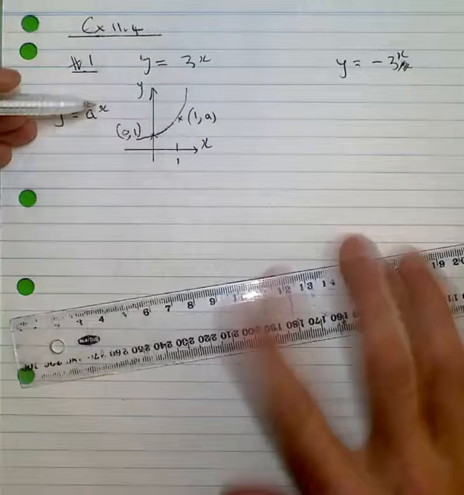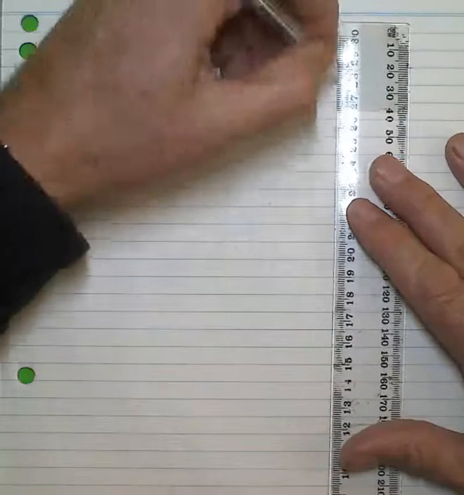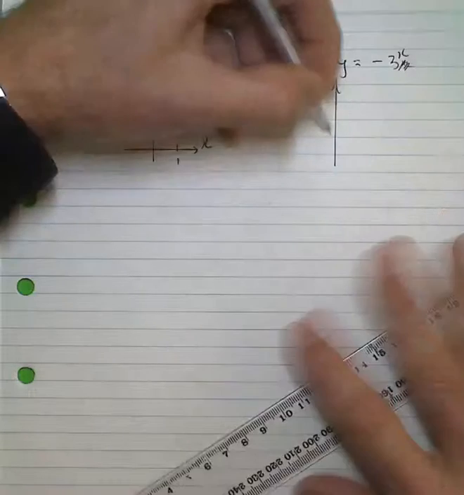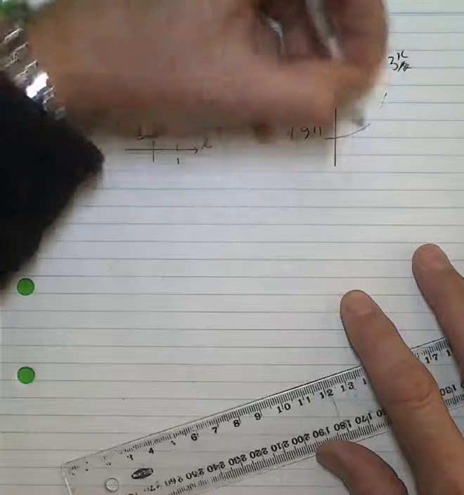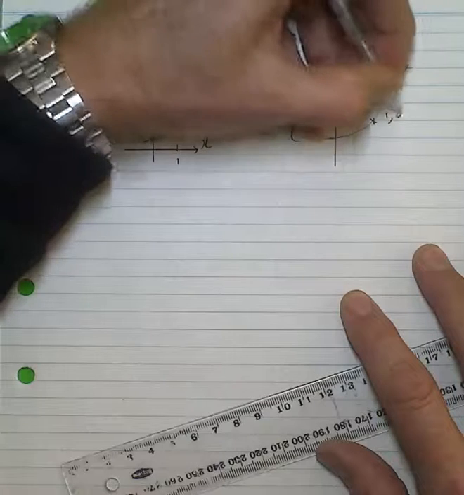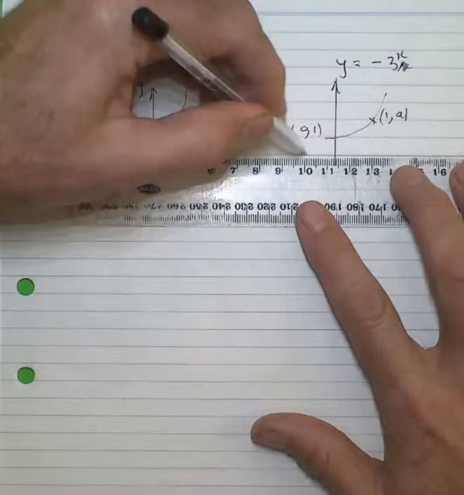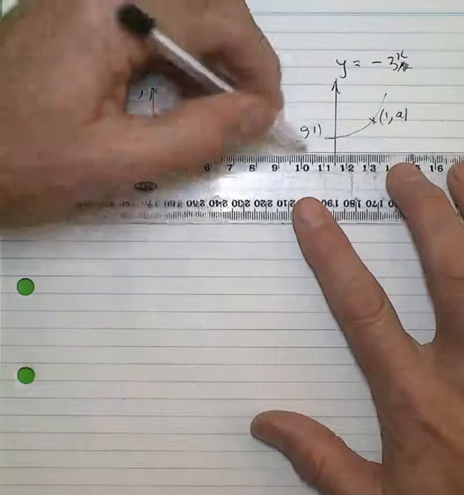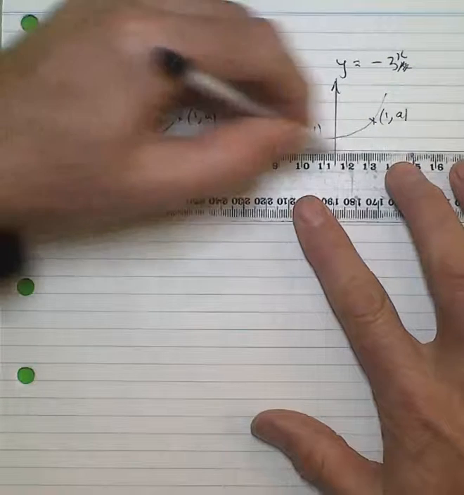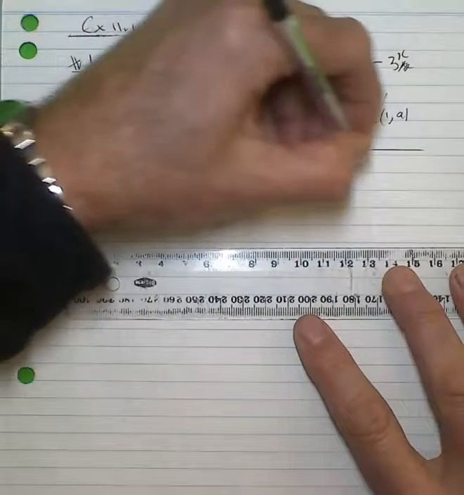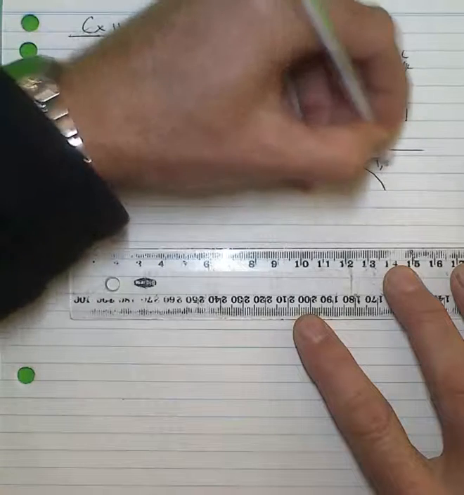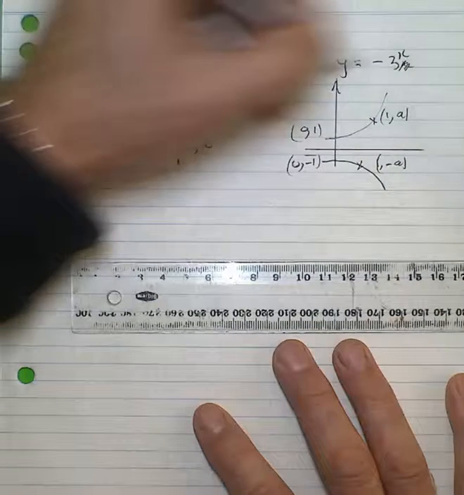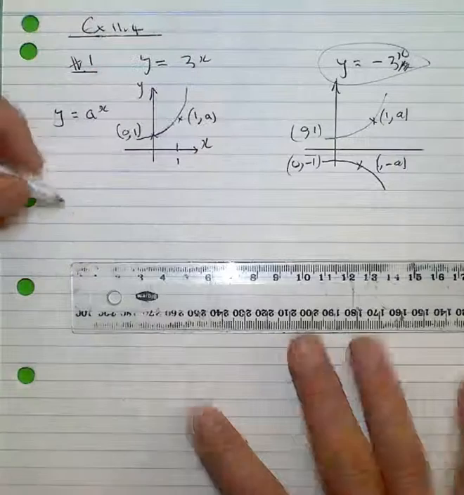Now, in the second case, what's going to happen is instead of a graph hooking upwards like so, through 0, 1 and 1, a, everything is going to be reversed around the axis. So in other words, you're going to have a reflection. So 0, negative 1, and 1, negative a. So that reflects around the x-axis.